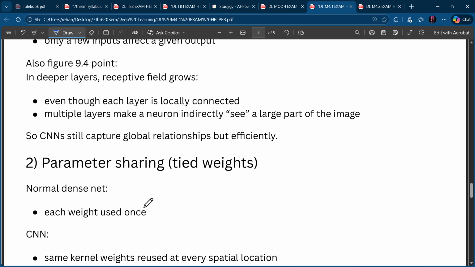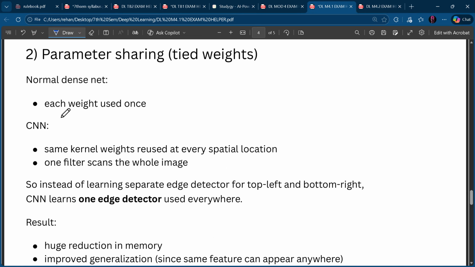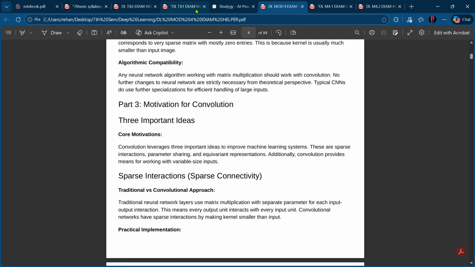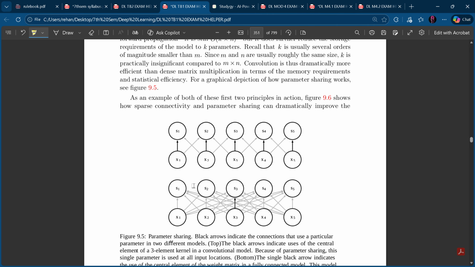Then you have the parameter sharing. It's a very simple thing. In a normal dense network, each weight is used once, but in CNN, some kernel weights are reused at every spatial location. One filter scans the whole image. So instead of learning a separate edge detector for top left or bottom right, CNN learns one edge detector and uses it everywhere. The result is a huge reduction in memory and improved generalization. We'll understand this with the image over here.